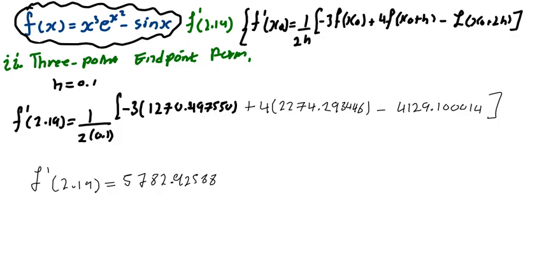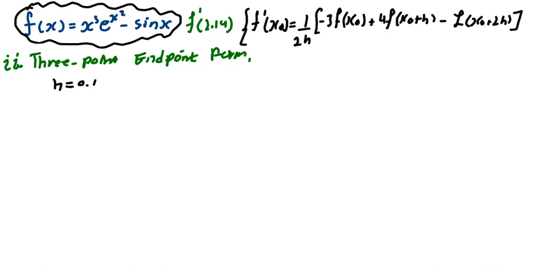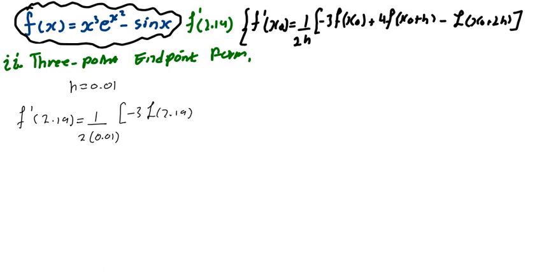Let's go ahead and find the last one before we try to see which one is exact. So this was when h was equal to 0.1. Let's now try when h is equal to 0.01. Of course this is still f prime of 2.19, equal to 1 over 2 open bracket 0.01. Then in these brackets we are going to have minus 3, here it will still be 2.19, plus 4.